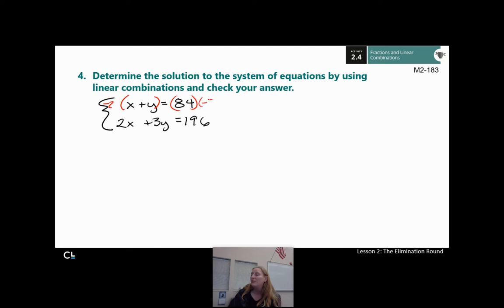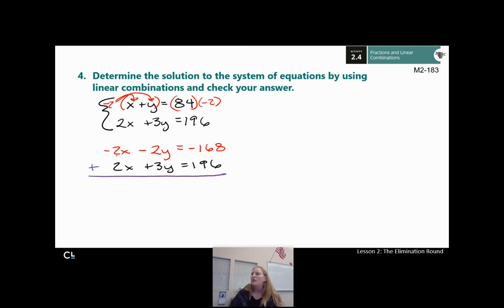So I'm going to get rid of my x's by multiplying both sides by a -2. So -2 times x is -2x. -2 times y is -2y. And of course, 84 times -2 equals -168. Of course, we still have this equation, 2x plus 3y equals 196. And of course, we're going to add our equations together so that these will cancel out. That's why we multiplied the first equation by -2, right?